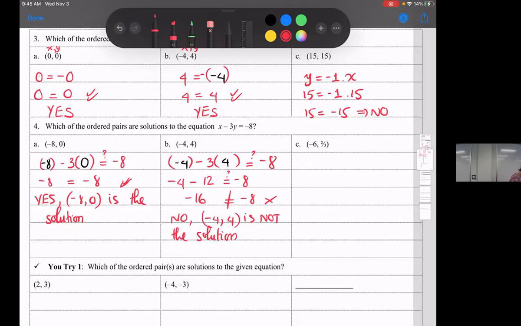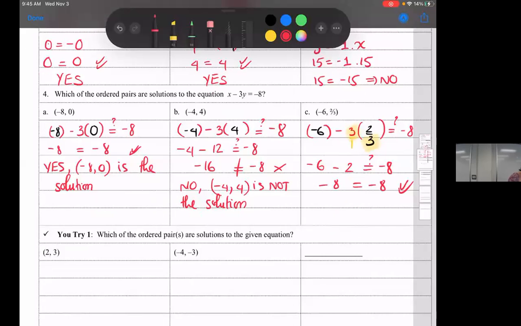What about the last one? Yeah. So x is -6. Leave 2/3. You can leave 2/3 like that. Look at that, because it's gonna cancel with the 3, right? So this one, one on top, one on the bottom, they cancel. So I have -6 minus 2. Is it -8? Yeah. So yes, -6, 2/3 is the solution.